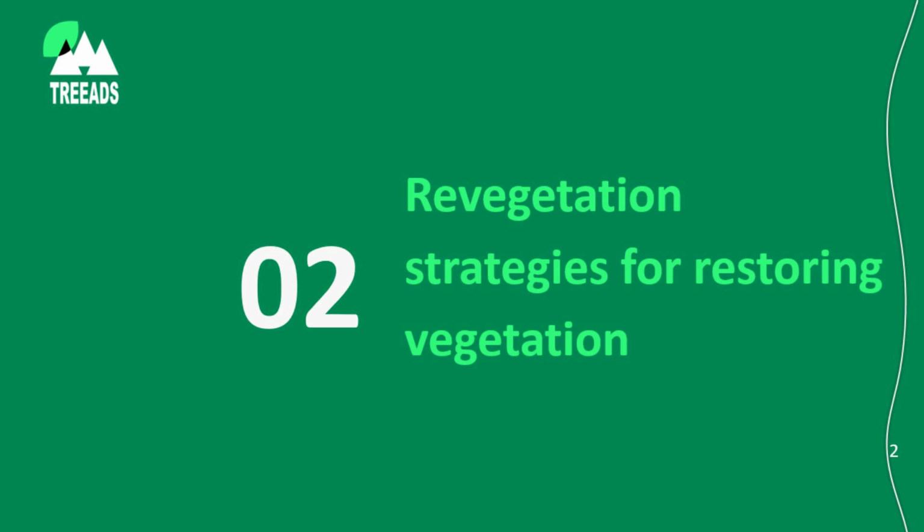Restoring vegetation after a wildfire is crucial for the recovery of ecosystems and the prevention of erosion and soil degradation. In this tutorial, we will explore revegetation strategies that can be used to restore vegetation in post-wildfire areas. These strategies aim to promote the growth of native plants and establish a healthy ecosystem. Let's dive into the techniques for post-wildfire restoration.